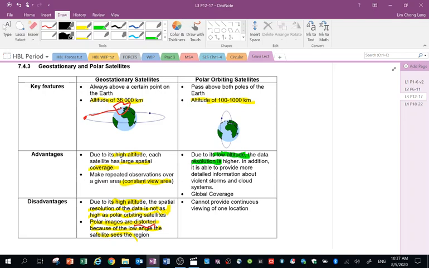The orbit of rotation is roughly about 90 degrees to the rotation of the Earth, and therefore in this way the satellite is able to cover every point on Earth. What is the disadvantage? It cannot provide continuous viewing of one location because it is constantly moving with respect to ground. So it is unlike geostationary satellite, which is always above a certain point on the ground. Okay, so this is the disadvantage of polar satellite.